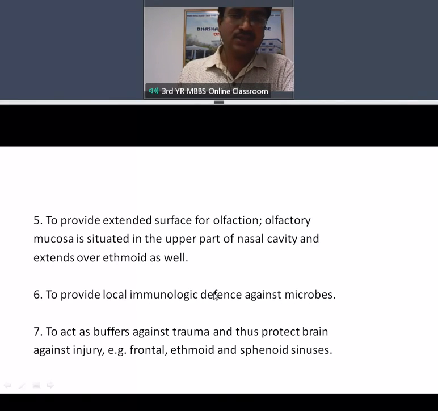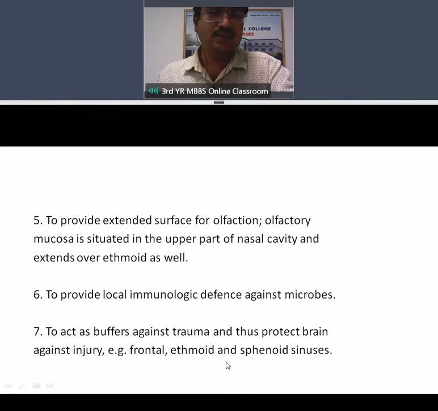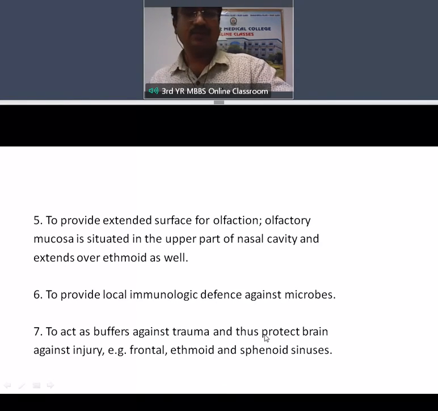It provides local immunological defense against microbes, and it acts as a buffer against trauma and protects the brain against injury. Because of these air-filled cavities, like the frontal, ethmoid, and sphenoid sinuses, it protects the orbits and the intracranium from any road traffic accidents. So this is about the functions or physiology of the nose and paranasal sinuses. This completes the nose and paranasal sinuses, anatomy and physiology.